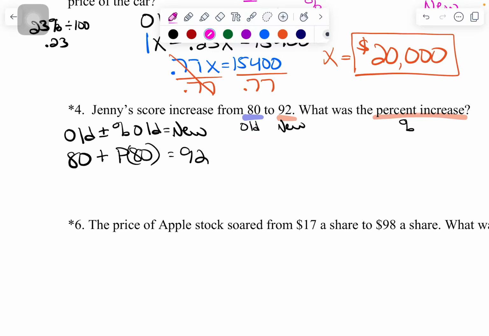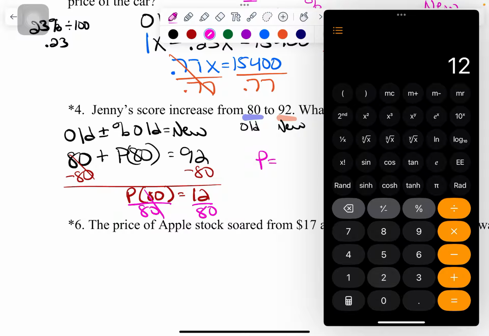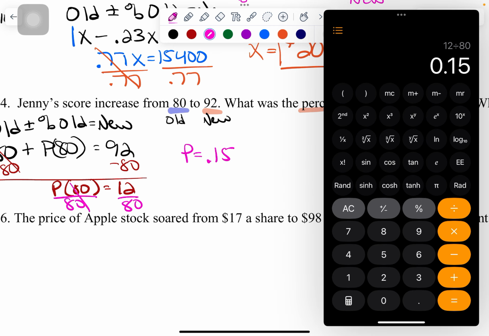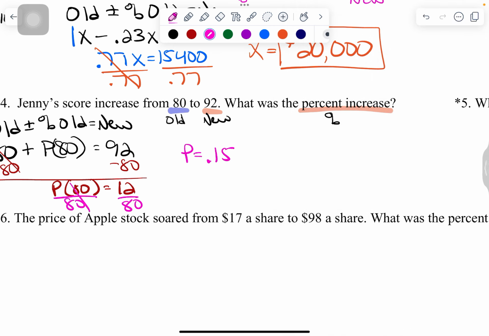So first thing I want to do is subtract 80 from both sides. So P times, I'll use the parentheses still, P times 80 is equal to 92 minus 80 would be 12. I write huge. Divide both sides by 80. All right, and we're going to get P is equal to, so let's see what 12 divided by 80 is. All right, so 0.15. Now we have a small problem. And the small problem is this is the decimal equivalent, but it is not the actual percent.